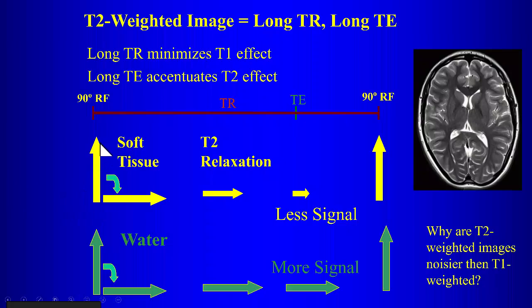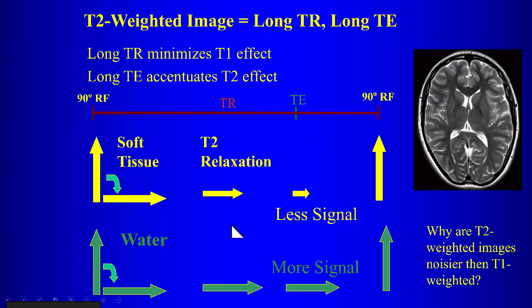So let's compare again fat and water. So all of that has recovered, okay? And now we're going to give a 90-degree pulse, and we're going to flip that into the transverse plane, right? So here's fat, flip to the transverse plane, here's water. But our TE is long.